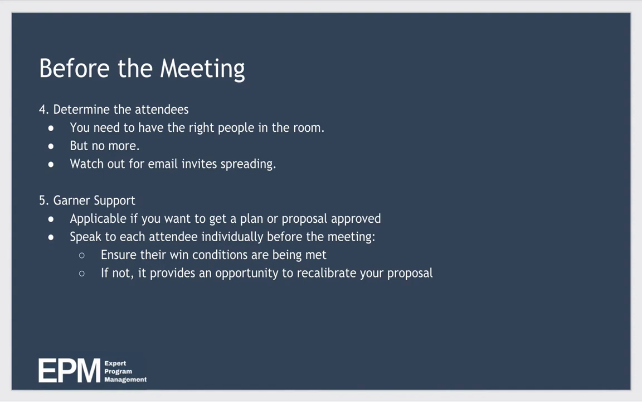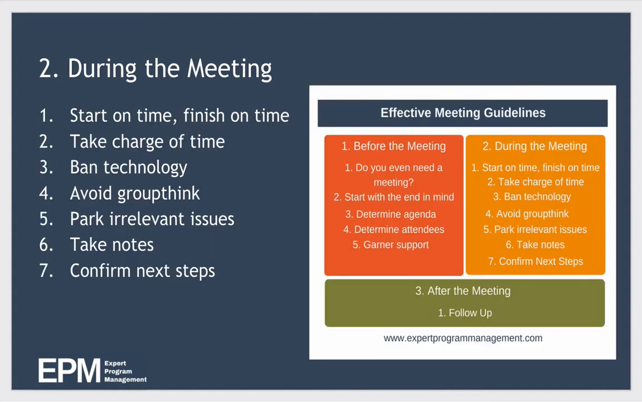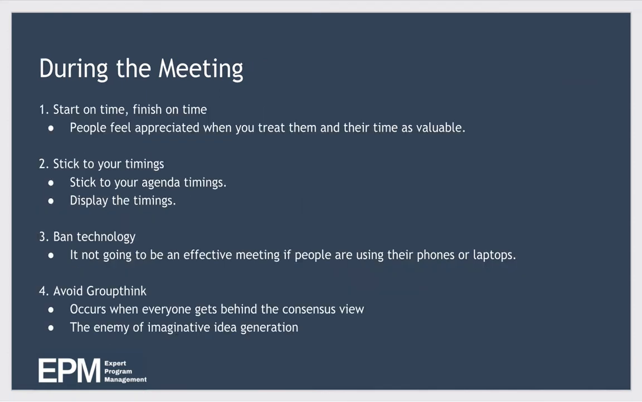So those were the steps before we hold the meeting. Now we're ready to look at the steps we do during a meeting so that we keep our momentum by running the meeting efficiently. And to do that, we make sure we start on time, finish on time, take charge of time, ban technology, avoid groupthink, park irrelevant issues, take notes, and confirm next steps. Let's look at each of those in turn.